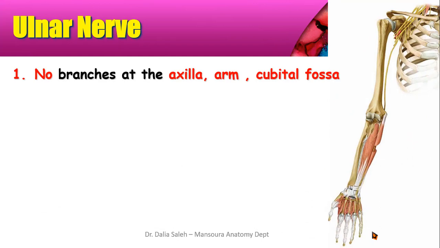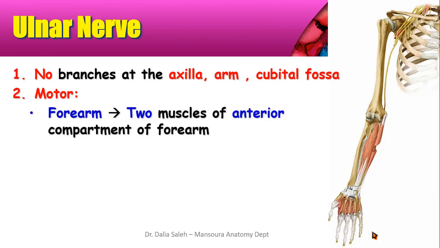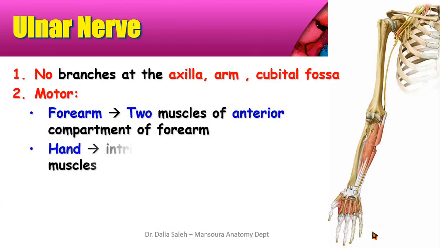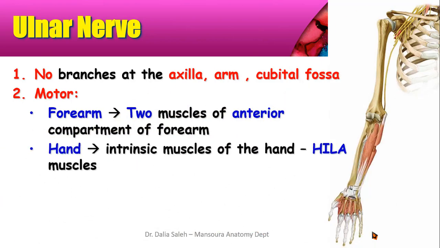The ulnar nerve also does not give any branches in the axilla, arm, or at the cubital fossa. Then it starts to give its branches at the forearm and hand. In the forearm, it gives motor fibers to two muscles there in the anterior compartment of the forearm. They are the flexor carpi ulnaris and the medial half of the flexor digitorum profundus. Then, at the hand, it supplies all the intrinsic muscles of the hand.